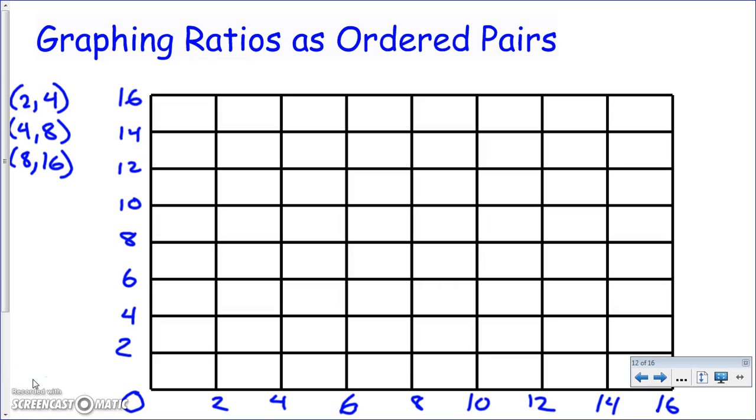So for the first one, we're going to go over to the 2 on the horizontal, that's the x-axis, and up to the 4 on the vertical, the y-axis, and put a dot where those two lines intersect. Next, we're going to go over to the 4 on the x-axis, going horizontally, and then the 8 on the y-axis, the vertical. So we're going to go up and we're going to put a point where those two intersect.